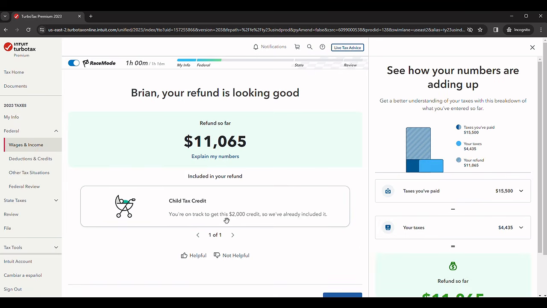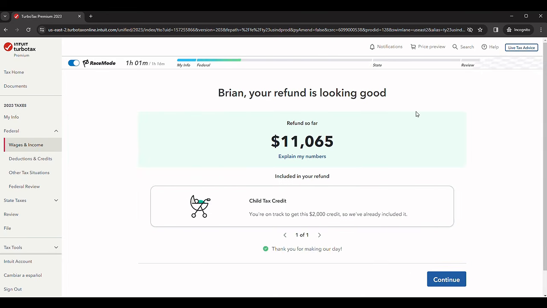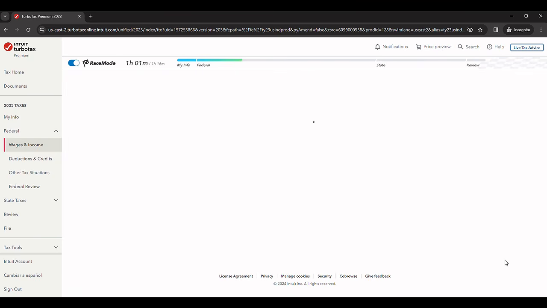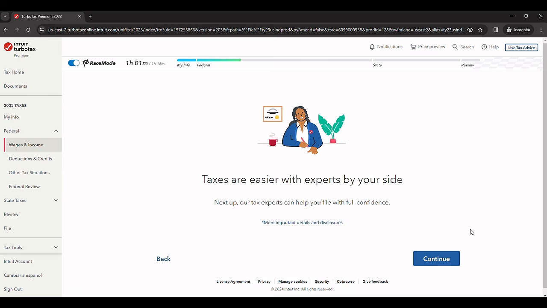You're on track for this $2,000 credit. That's for the child. That's for LeBron James. It's great. That's helpful. Thank you. I need that money. So we're going to continue. Okay, man, this is great. Taxes are easier with experts by your side. I'm sure they are, but it's going to cost you more. So we're going to continue.